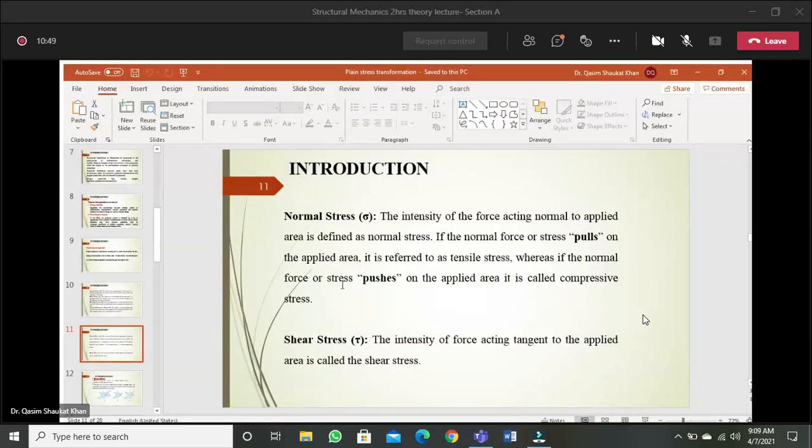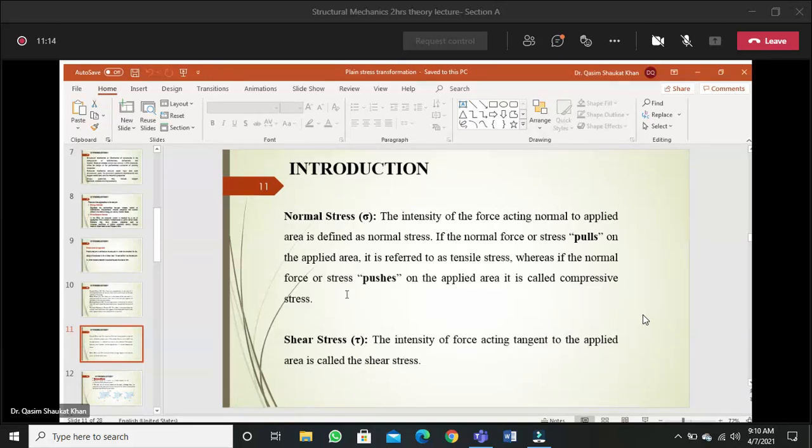Then comes the shear stress. Shear stress is represented by tau. Shear stress is basically the intensity of the force acting tangent to the applied area. The intensity of the force acting tangent to the applied area is called the shear stress.